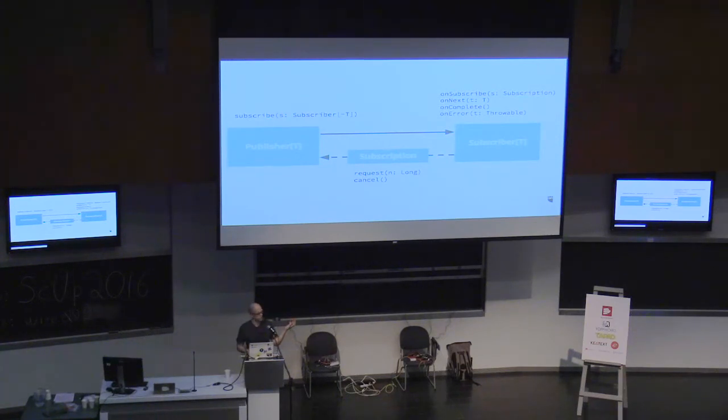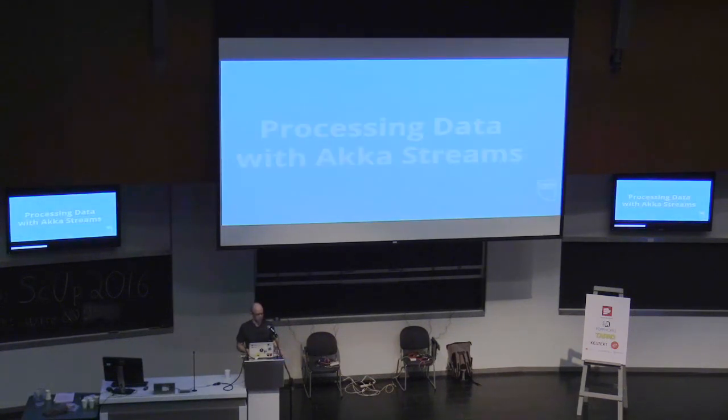This API is really simple, but using it on its own would be kind of painful. So luckily, instead of talking about that, I'm going to talk about using Akka Streams, which is interoperable with Reactive Streams, and it actually uses it internally, but it uses Akka actors to implement the stream processing and has a nice DSL on top of it.